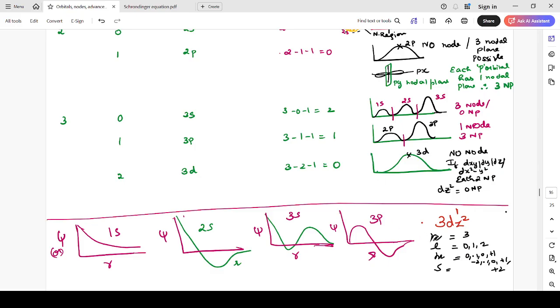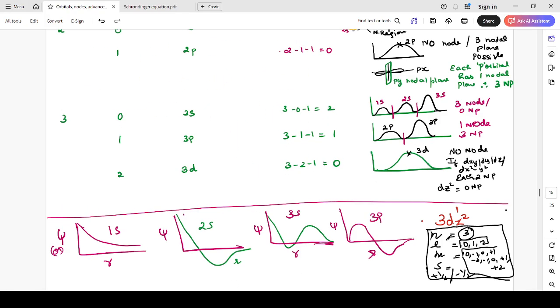So what you are providing me is for a general classification. I said N is 3, it can take the value from 0 to 2, and M can take the corresponding values. S can be plus half or minus half. What you are providing me is the general values, but that is not the question. The question was with respect to only 3d z square. For this particular atomic orbital, what will be the quantum numbers?